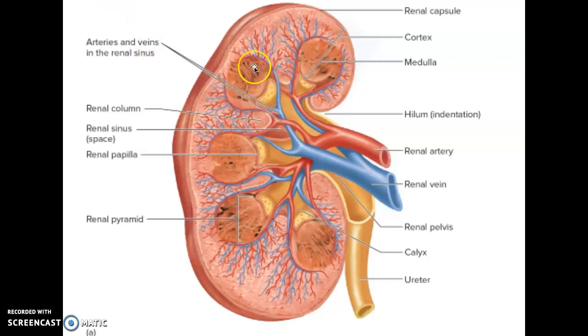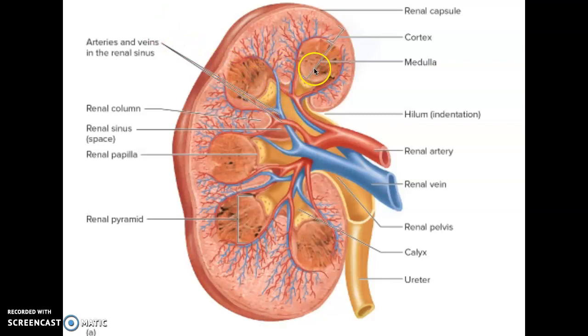These cone-shaped structures here are called renal pyramids, and they extend from the cortex to the renal papilla, which is the end right here. This is the papilla of the pyramid, and they are composed of nephron loops and collecting ducts. Then these tips at the end of the renal pyramids are called renal papillae, and they are delivering the urine from the collecting duct to the minor calyces.